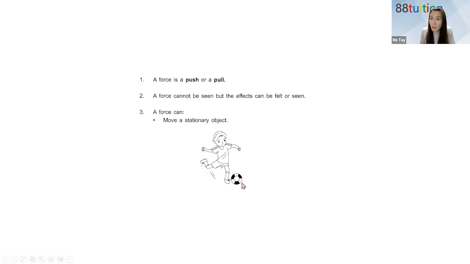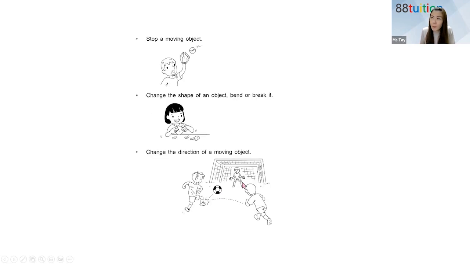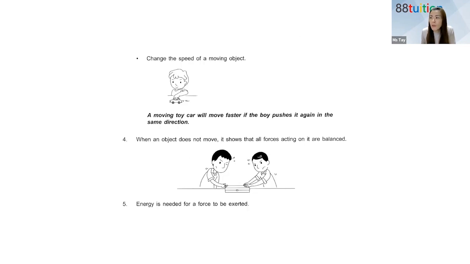So the ball is initially not moving. If this boy kicks, the ball will start moving. It can also stop a moving object. It can change the shape of an object, bend or even break it. It can change the direction of a moving object. If the object is moving, it can change its speed as well, move faster or move slower, depending on how a person manipulates it.